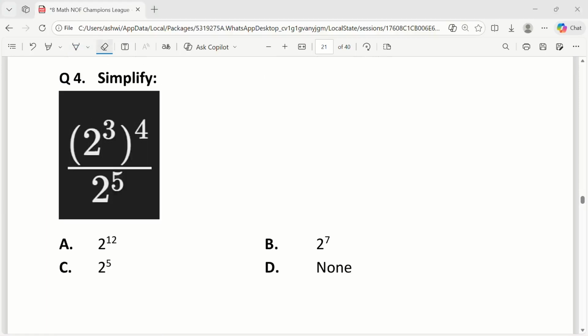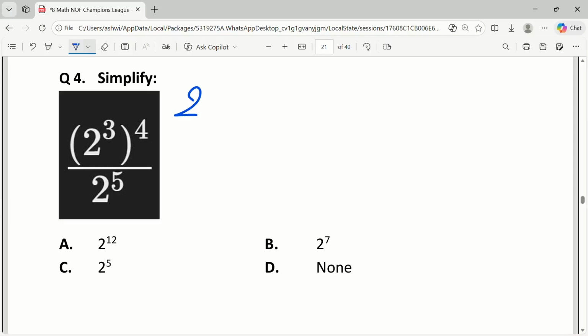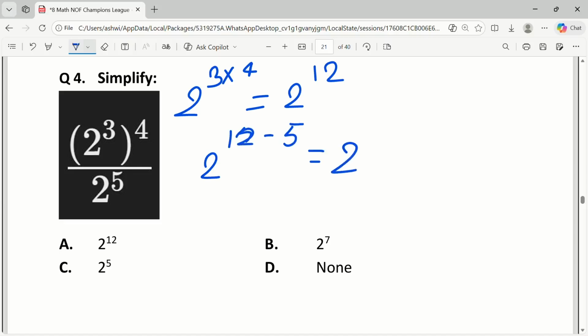Question 4. Simplify 2 to the power 3 to the whole power 4 upon 2 to the power 5. Applying the power of power rule, we have 2 to the power 3 into 4, which is equal to 2 to the power 12. Now applying the quotient rule for exponents, we have 2 to the power 12 minus 5, which is equal to 2 to the power 7, which is answer option B, 2 to the power 7.